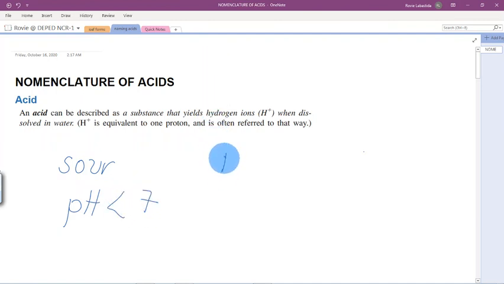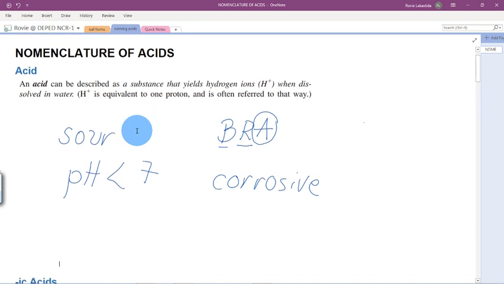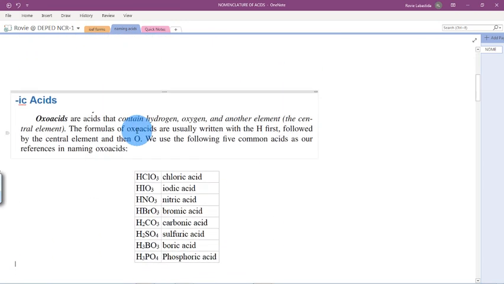Also, we have this acronym BRA. Whereas blue litmus paper turns to red means the compound is an acid. Aside from that, we also know that acids are corrosive. So, these are some of the basic properties of acids. Now, let's proceed with the nomenclature.